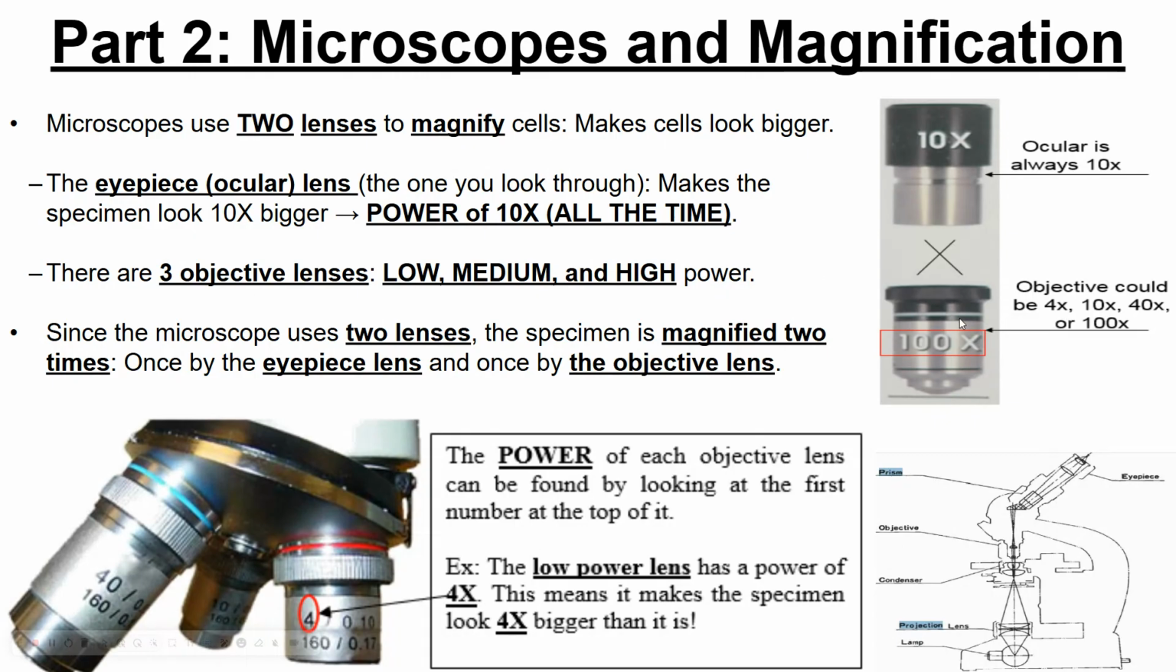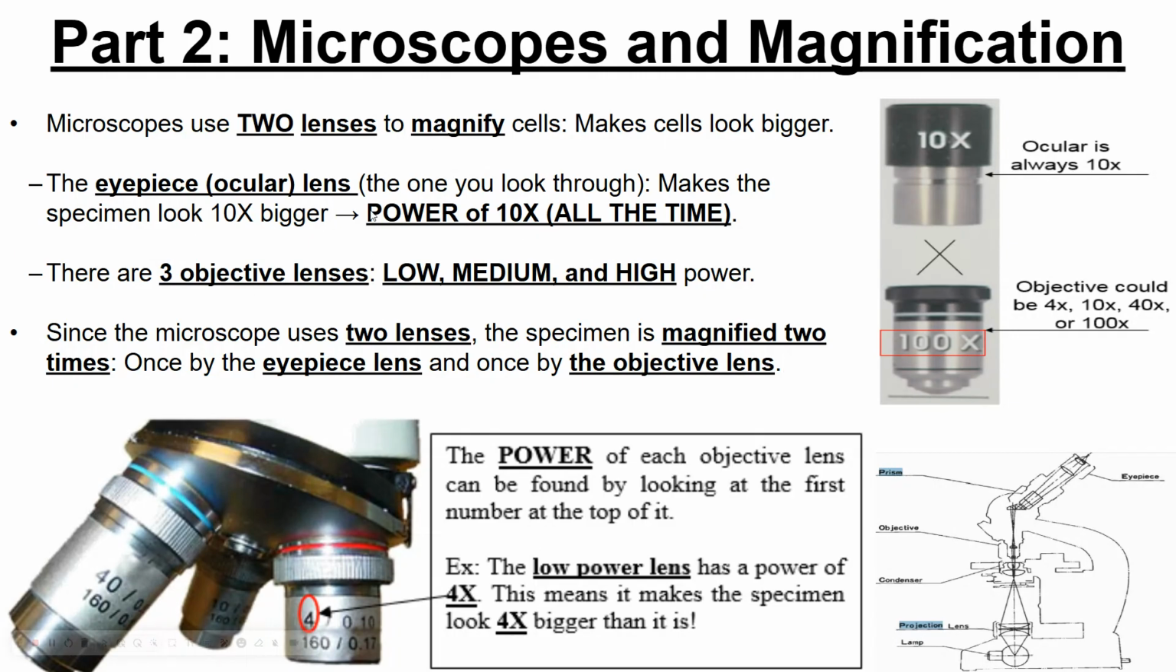The total magnification would essentially be a multiplication between your 10 times and the objective lens that you're looking through. So if you're looking through the 10 and then through the 4 times, you have 10 times 4, which is 40, or 10 times 10, which is 100, or 10 times 40, which is 400 times. Again, you are magnifying twice, once with the eyepiece and once with the objective lens.